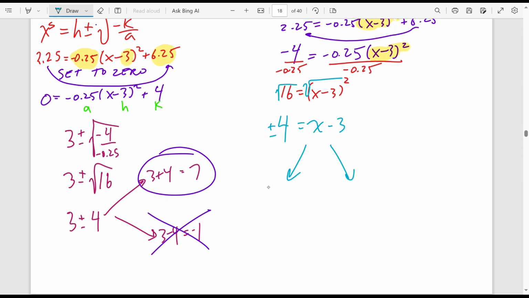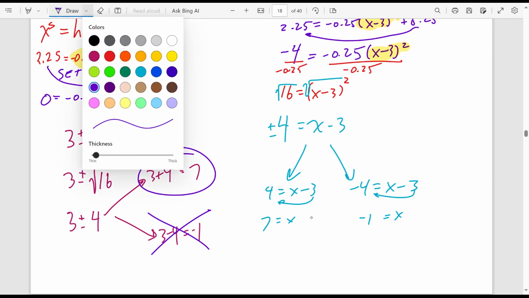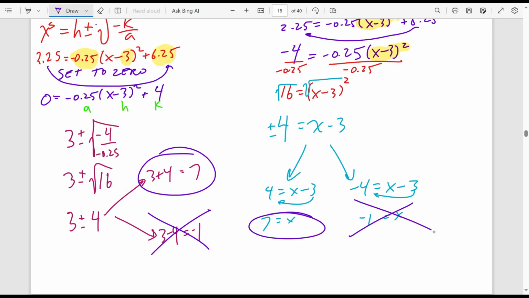So I'm going to have positive 4 is equal to x minus 3, and I'm going to have negative 4 is equal to x minus 3. Bring it over, x is equal to 7, x is equal to negative 1. Same answers, okay? I just was able to reject one and accept another, okay?